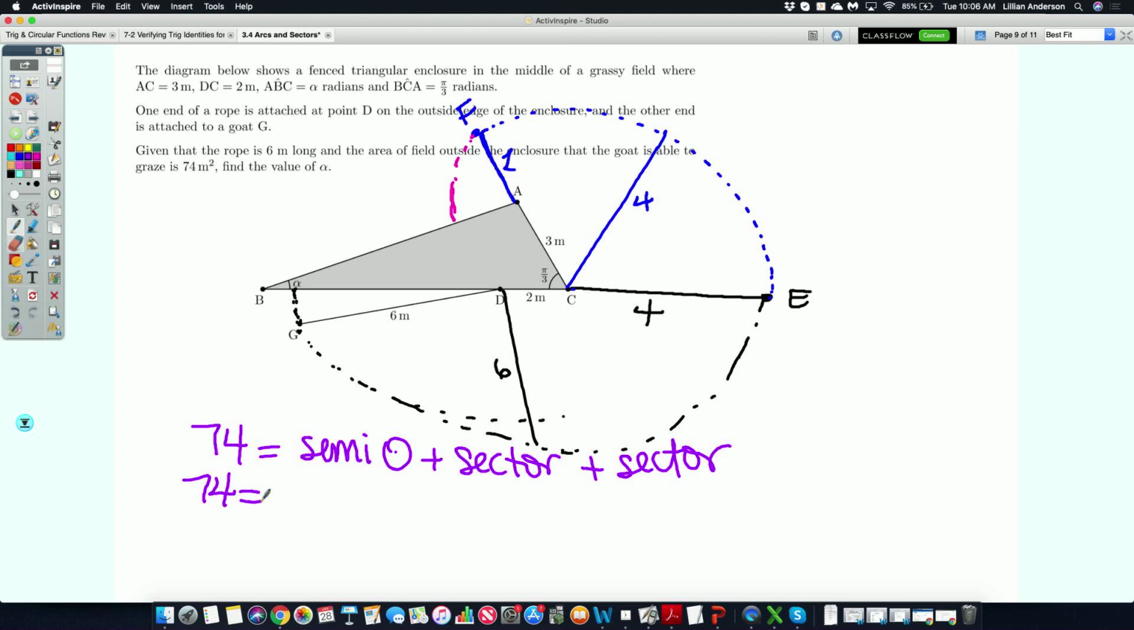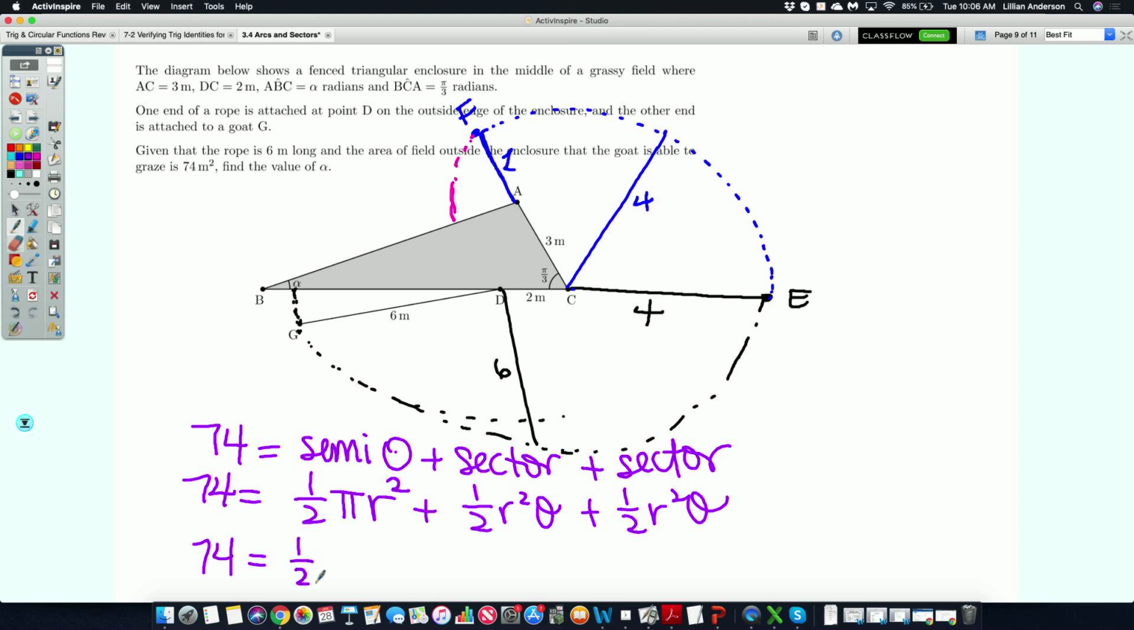How do you find the formula for a semicircle? It's 1/2 pi r squared. And for the sector, since we are dealing with radians, what's the formula for the area of a sector? 1/2 r squared theta. And then the other sector is also 1/2 r squared theta. I know the bell's about to ring, but I'm just going to finish this up. Since the radius of the semicircle is 6, I'm going to plug in 6. Since the radius of the blue sector is 4, I'm going to plug in 4.